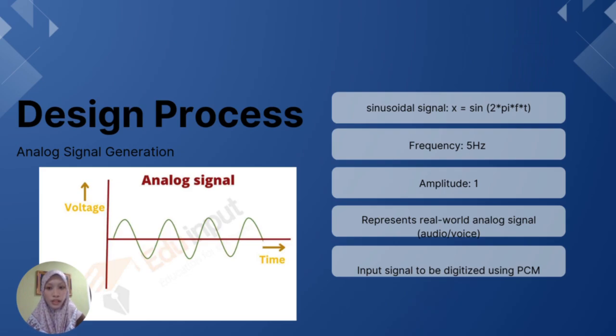So the first design process is analog signal generation. In this design, we use MATLAB to create the PCM. A sinusoidal signal was created using the function x equals sine 2 pi times f times t with the frequency of 5 Hz and amplitude of 1. This analog signal represents a real-world analog signal, which is an audio tone or human voice. At the same time, this analog signal will be the input signal to be digitized using PCM.